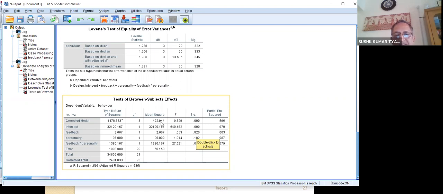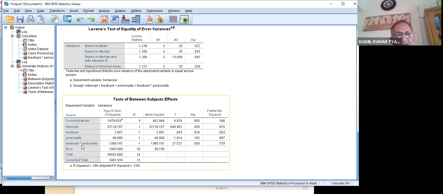Similarly, for personality, the F value is 1.914 and significance is 0.182. It is again greater than the 0.05 alpha level. The p-value is greater than the alpha value. Therefore, this is also not significant. Therefore, the mean scores of behavior of introvert and extrovert do not differ significantly.